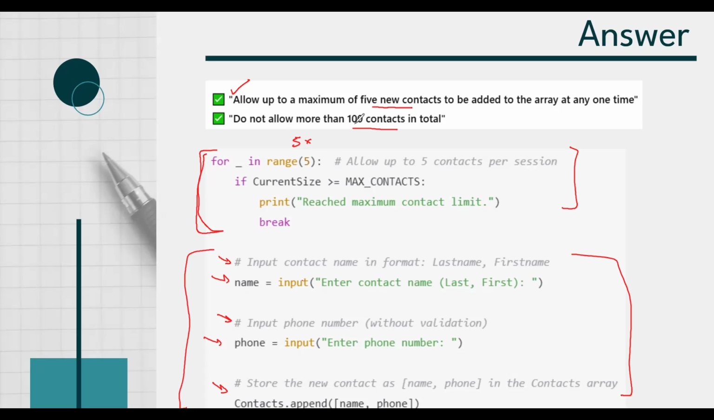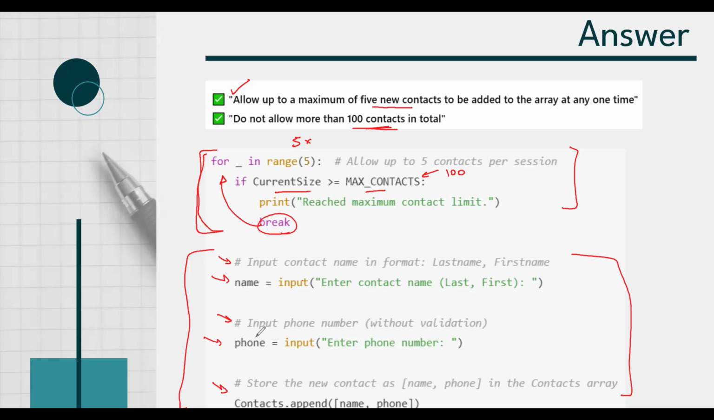So if we don't want to allow more than 100 contexts in total, it means that we need to compare the current size in an if statement to the maximum context. Maximum context is a variable that carries 100. So if the current size is bigger than or equal to maximum context, we should not continue accepting the name and the phone. We should break. This break will break this loop, and it will not continue running this loop anymore, okay?